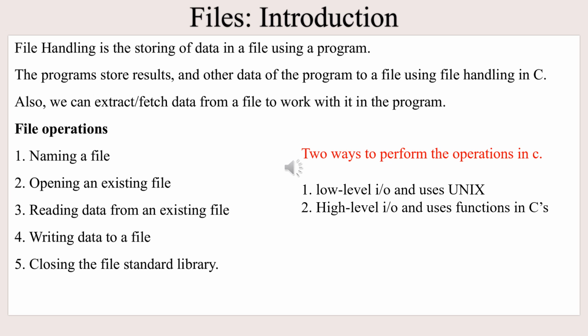File operations: naming a file, opening an existing file, reading data from an existing file, writing data to a file, closing the file. Standard library: there are two ways to perform these operations in C. Low level input output uses Unix system calls, high level input output uses functions in C.